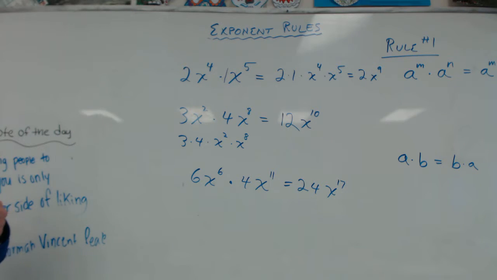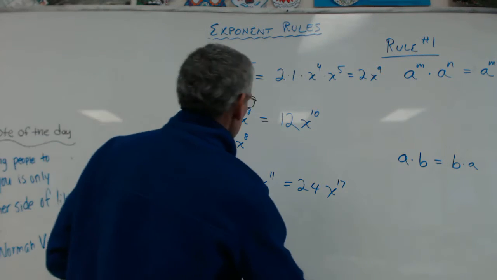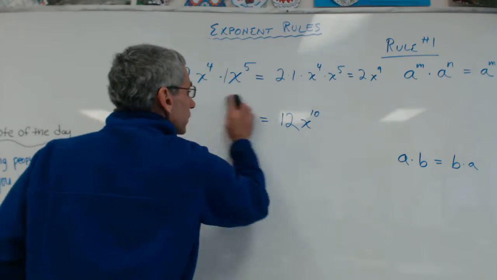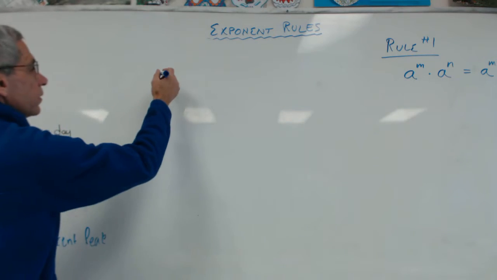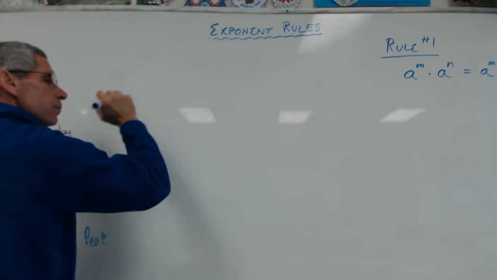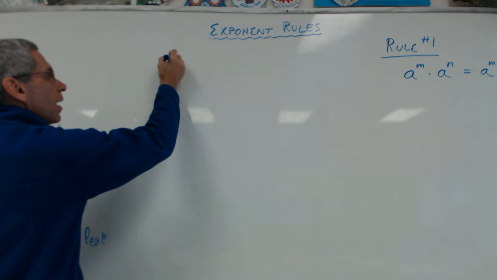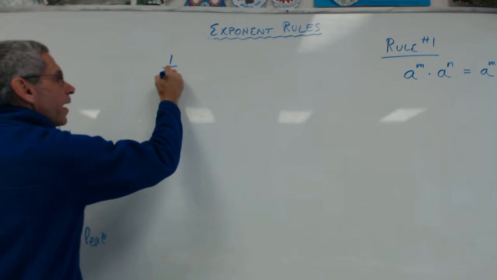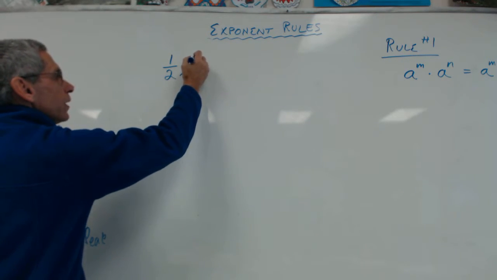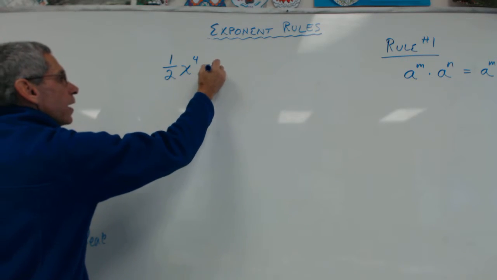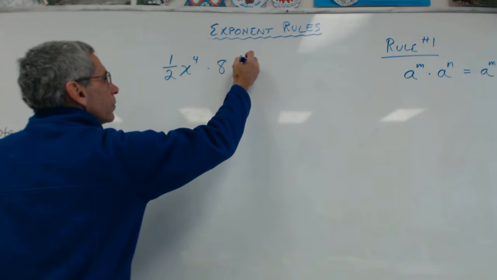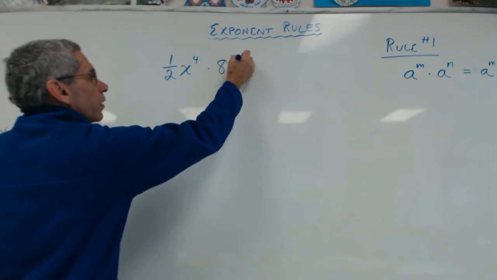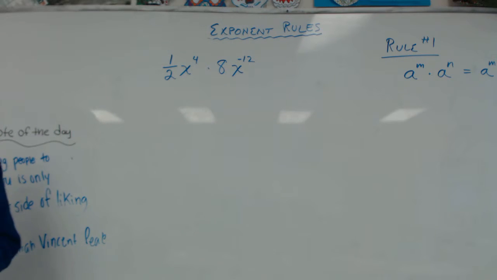Okay. Let me just see. Let's just do a couple more, just to be safe. How about this? How about 1/2 x to the 4th times 8x to the negative 12th.